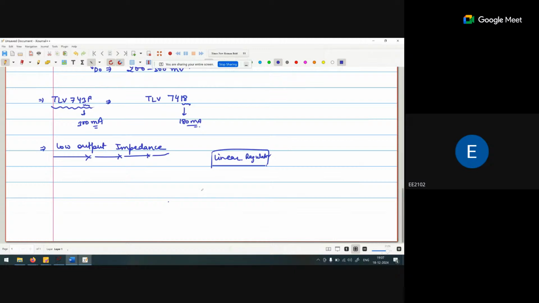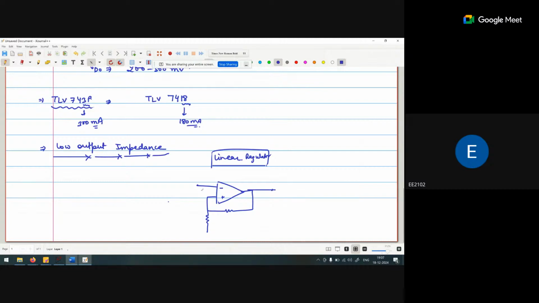Okay, that behaves like this one. This becomes negative. This becomes positive. Grounded, this one. Yeah. So if we are taking that, this is my linear regulator circuit.